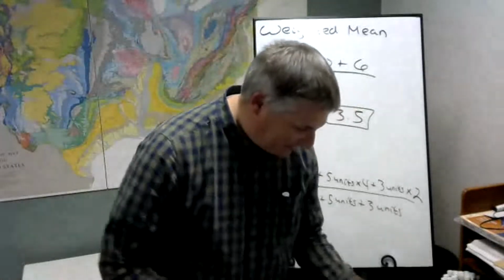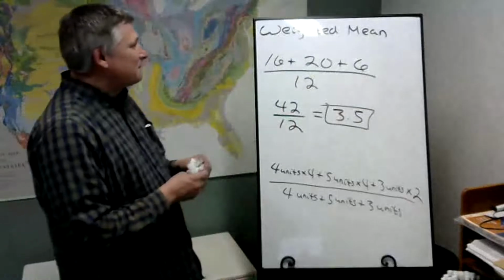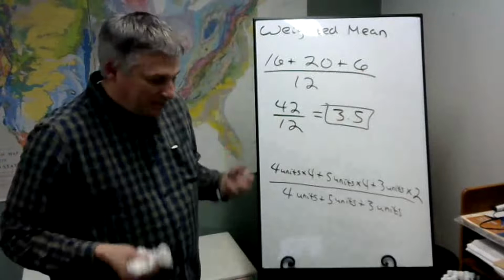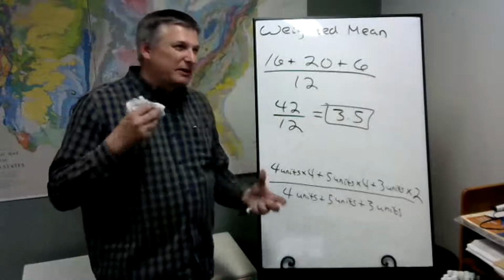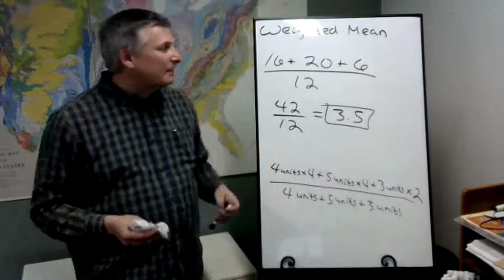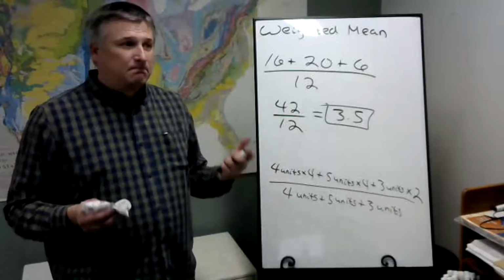And that's it. So those are your weighted grades, or your weighted mean. And again, we're just looking at measures of center, trying to get an idea where the data seems to be gathering. So that's it. If you have any questions, let me know.